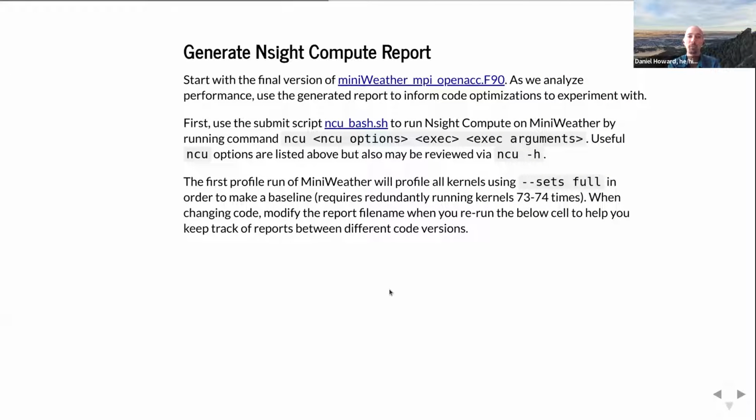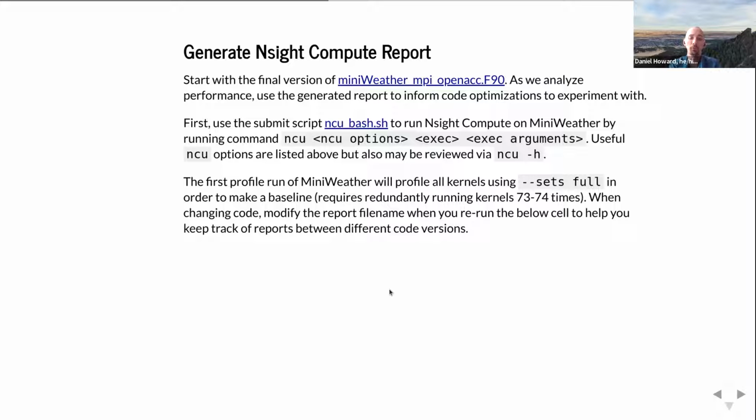In generating the NSight Compute report, we start with the final mini-weather OpenACC version that's actually available through the mini-weather GitHub itself. This includes the collapse and async clauses that Brett had just walked through, as if you were starting from scratch porting that code. We have the submit script in our folder, NCU_bash, in order to run NSight Compute on mini-weather. It's a similar format to NSys. You prepend the executable with NCU and then the NCU options, and then you have your executable and any relevant executable arguments at the end.